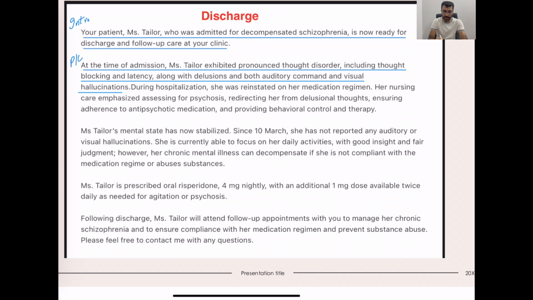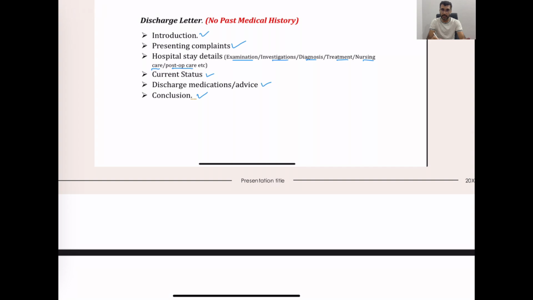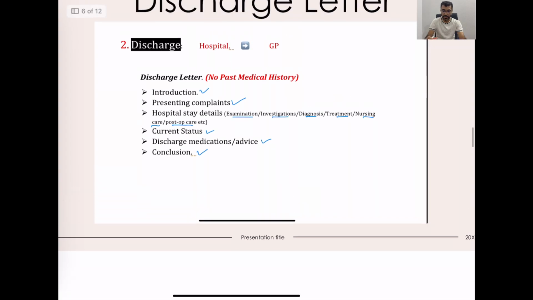Next thing is hospital stay. This is during hospitalization. So it's not necessary to make a separate paragraph for everything. Okay, we can write them in a single paragraph, but the flow of order should be the way I mentioned here. Presenting complaint, then hospital stay. We can't write hospital stay first, then presenting complaint. So we will lose marks in organization.